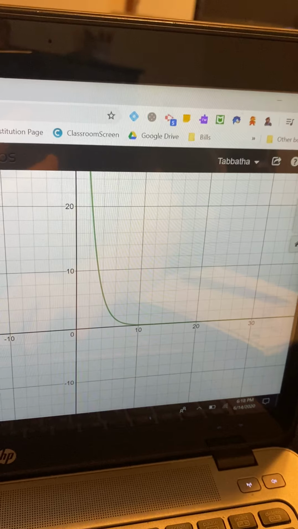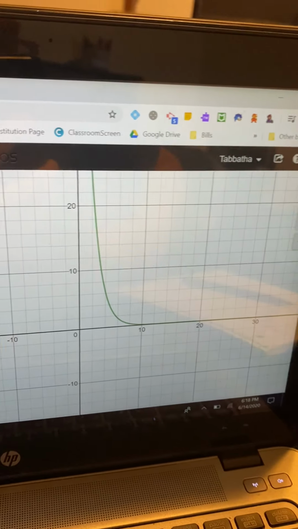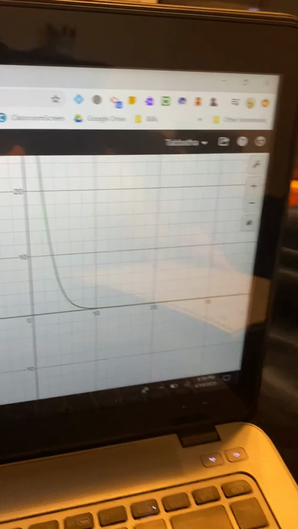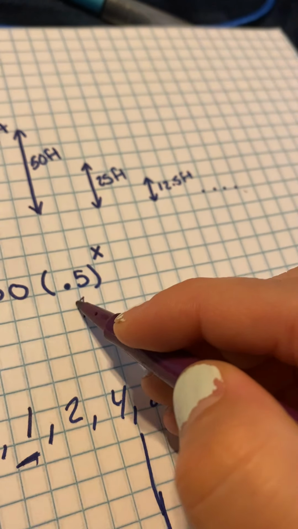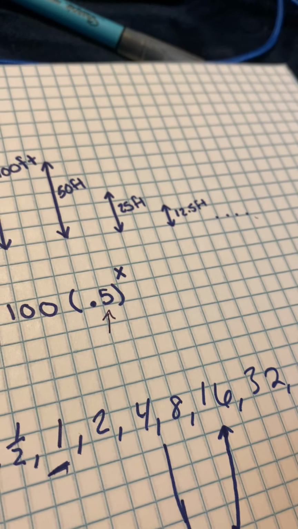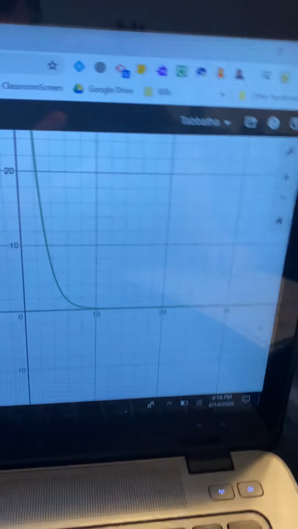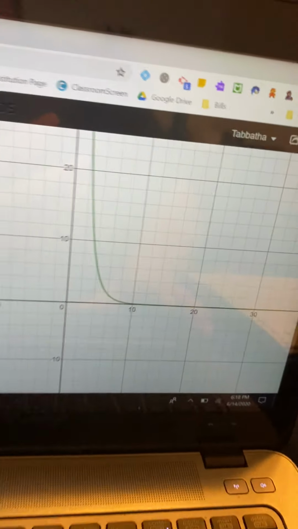So this one is going down. Okay. Why is it going down? Well, remember, when this number is bigger than 1, we have growth. When it's less than 1, we have a decay. So we have a decay function here.